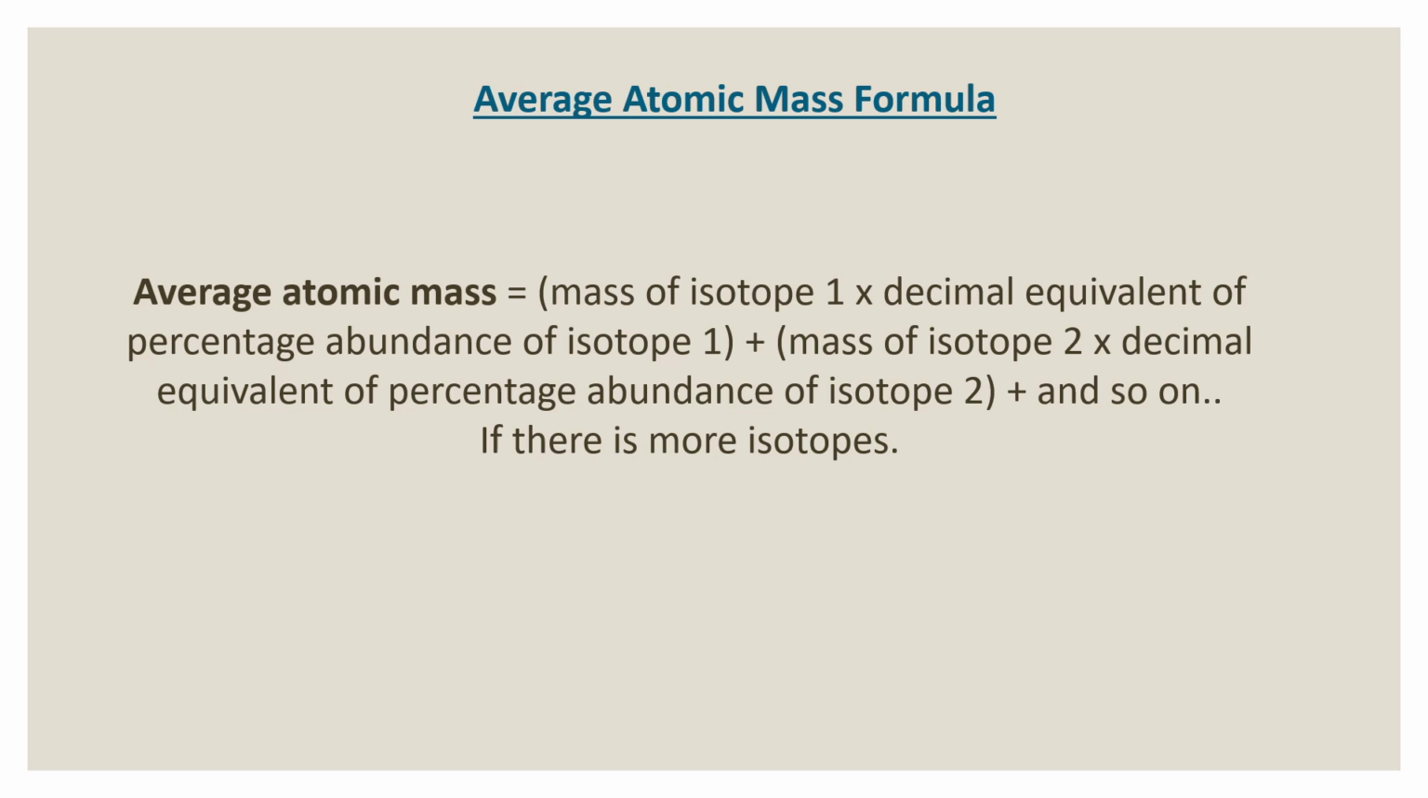Average atomic mass formula. Average atomic mass is equal to the mass of isotope 1 times the decimal equivalent of the percentage abundance of isotope 1, plus the mass of isotope 2 multiplied by the decimal equivalent of the percentage abundance of isotope 2, plus and so on if there are more isotopes.